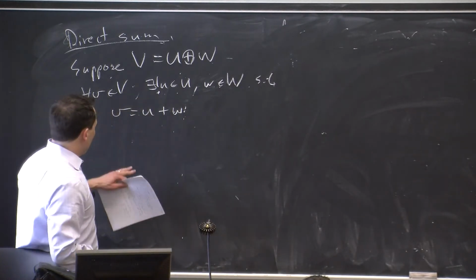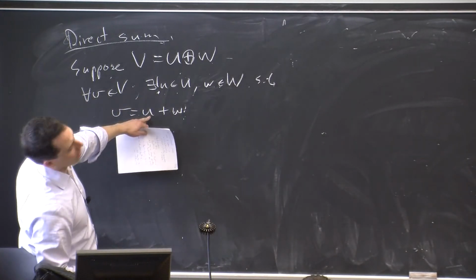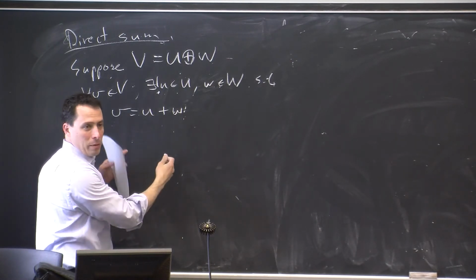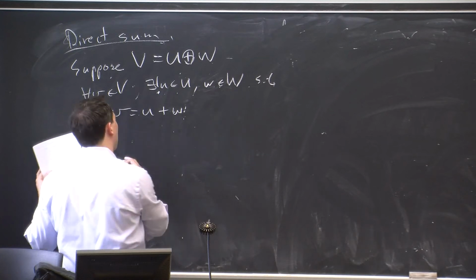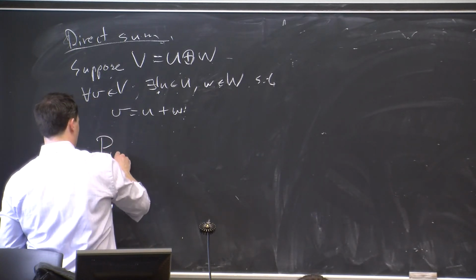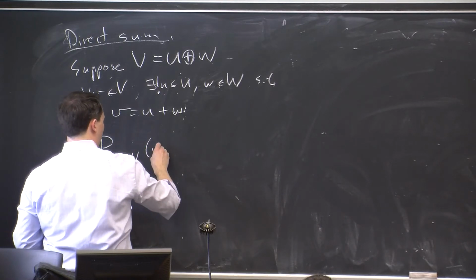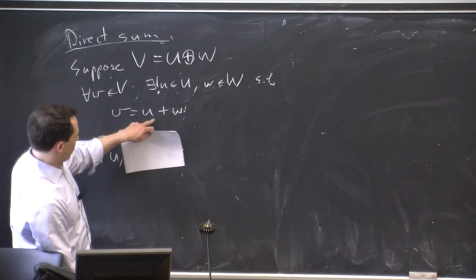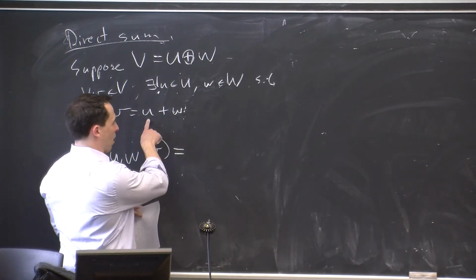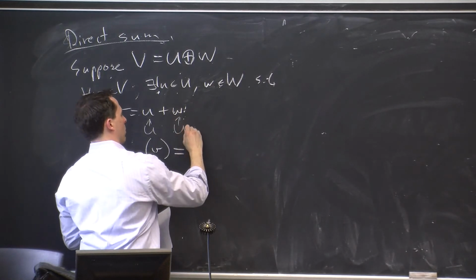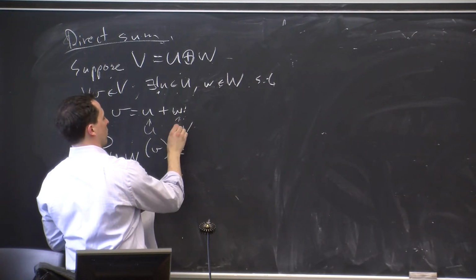Now, because it is unique, if it was not unique, if this wasn't a direct sum, I could change this one a little bit and change that one a little bit and have a perfectly good representation, right? But because it's unique, I can define the following function, P_UW of V, which is: I write V as U plus W, and then I take the part which was in the vector space U, right? This is in U, this is in W.